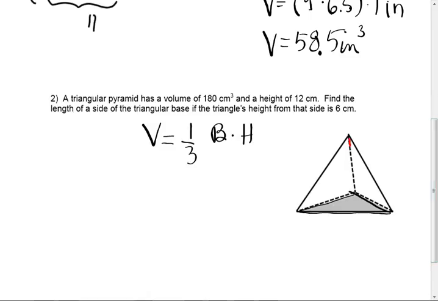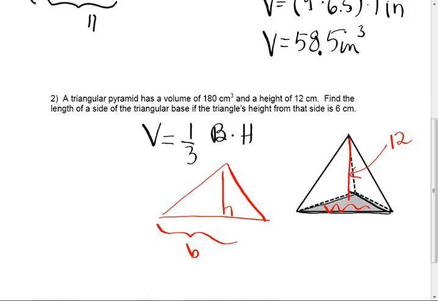The height of this pyramid is 12. That's this. It's also called the altitude. Find the length of the side of the triangular base if the triangle's height from that side is 6 inches. So I'm going to draw this shaded triangle right here, and I want this length.